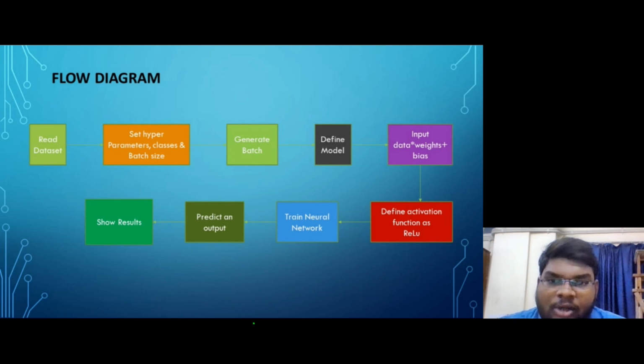After that, we have to define our neural network model, in which we have to take the input data, multiply it with the corresponding weights and biases, and then pass it to the transfer function, which is basically a summer. After that, we have to define our activation function, and the output of the transfer function is fed to the activation function. In our model, we have used the activation function rectified linear unit, which is also known as ReLU, and after these processes, we have to train our neural network.